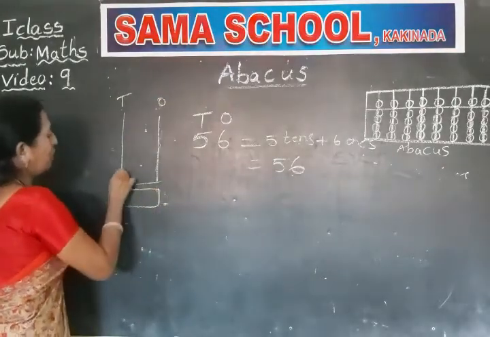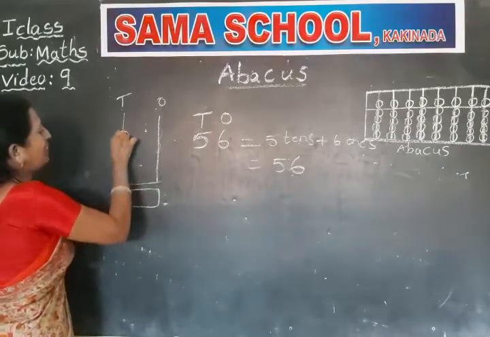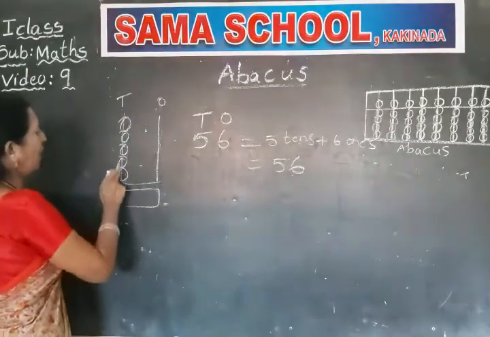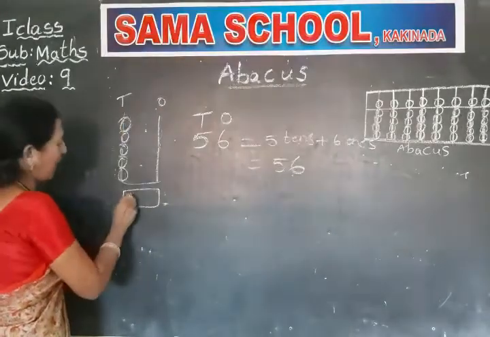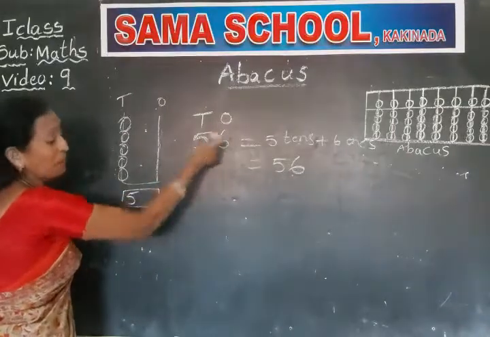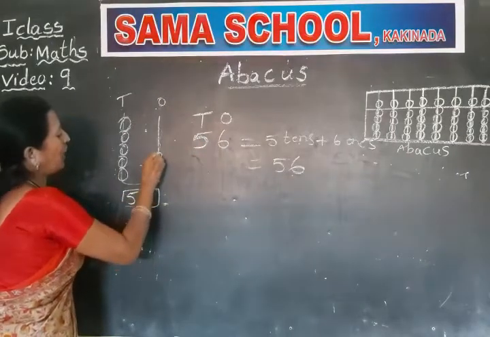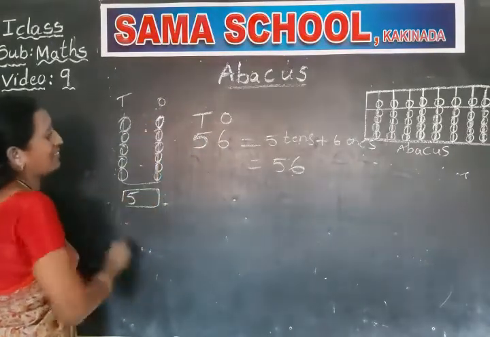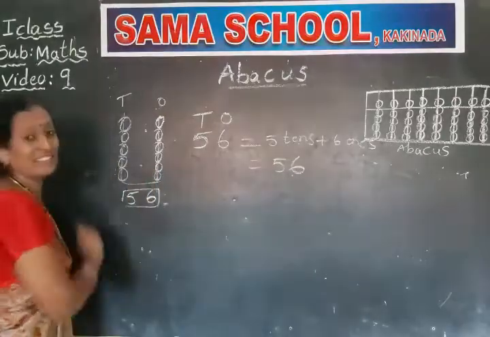Now I'll give you here 5 beads. In the tens place how many are there? 5, no? 1, 2, 3, 4, 5. And the ones place how many beads? 1, 2, 3, 4, 5, 6. So the right answer is 56.